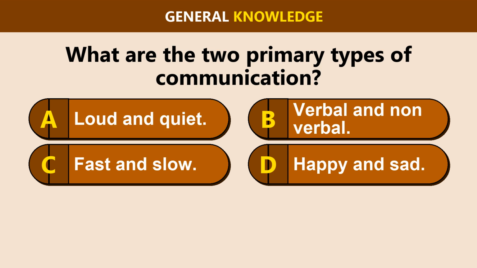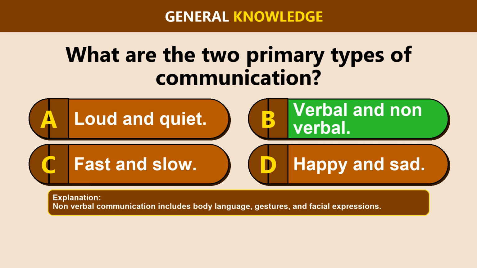Question 5. What are the two primary types of communication? Option A. Loud and quiet. Option B. Verbal and nonverbal. Option C. Fast and slow. Option D. Happy and sad. The correct answer is option B. Verbal and nonverbal. Nonverbal communication includes body language, gestures, and facial expressions.